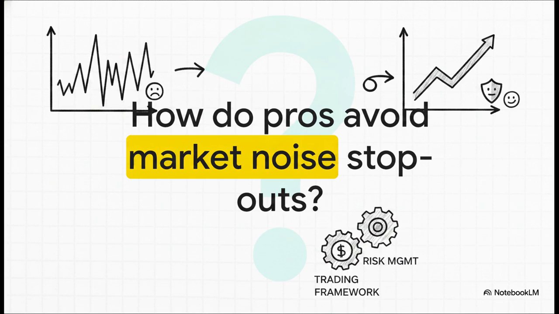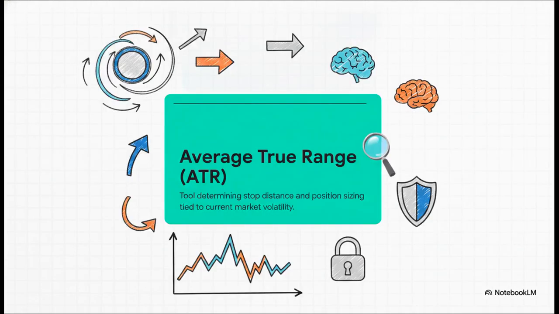You do your analysis, enter a perfectly good trade, and bam, you get wicked out by a random price spike only to watch the market go exactly where you predicted. So how on earth do the pros avoid this trap? Well, the answer lies in a massively underused tool called the Average True Range, or ATR.